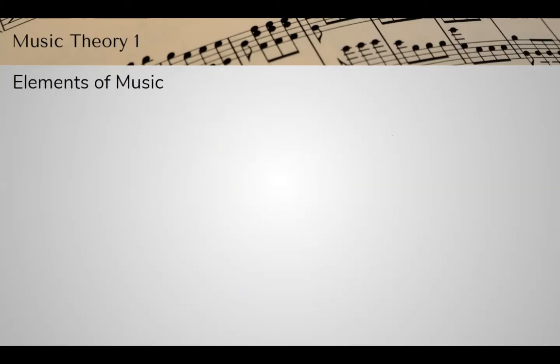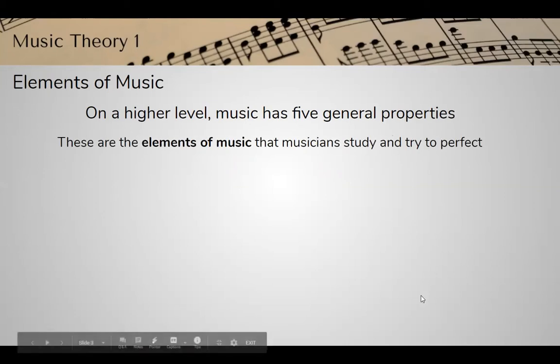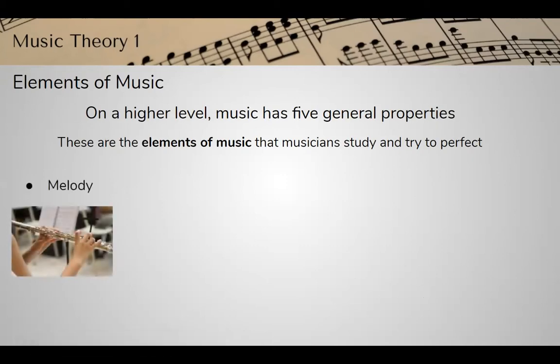Okay? On a higher level, we also think about what are called the elements of music. And on this level, music has five general properties. And these are things that musicians study and try to perfect in their art. Okay? So one is the idea of melody. And that's simply pitches and durations that all kind of work together to create something we hear as like the lead part of a piece of music, right? So a simple melody might be, right? Like those are just pitches, but they're organized in such a way that they have some kind of meaning, right? They feel like part of a whole thing. So that's the idea of melody.